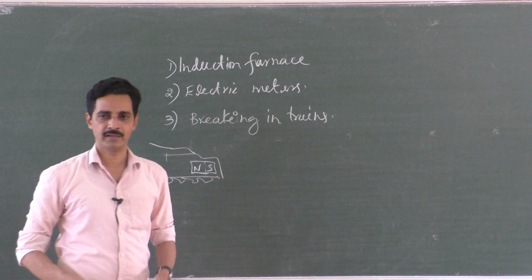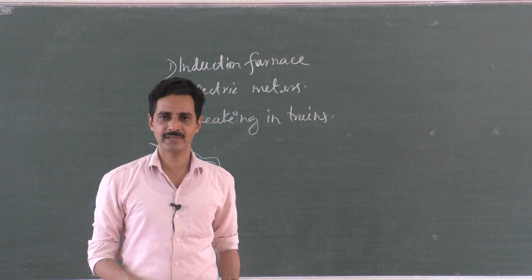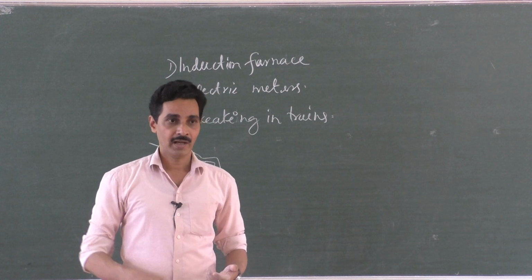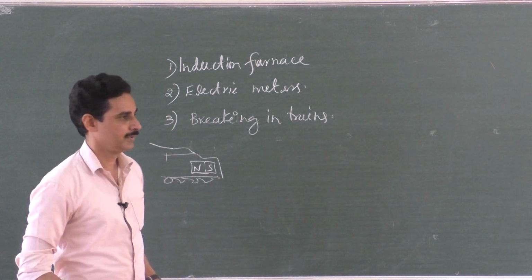What do you mean by electromagnet? A material which can be magnetized, demagnetized according to the current passing through the coil. So you have a very good ferromagnetic material wound with a coil, and when you pass heavy current through the coil, it gets magnetized. When there is no current, no magnetism.